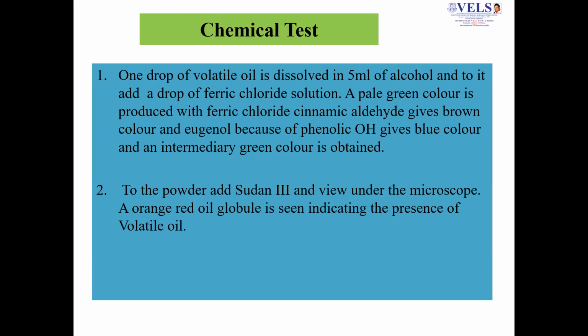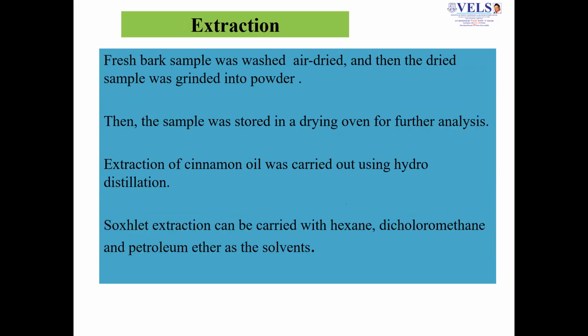One drop of volatile oil is dissolved in 5 ml of alcohol, and to it a drop of ferric chloride solution is added. A pale green color is produced with the ferric chloride. Cinnamic aldehyde gives a brown color, and eugenol, because of the phenolic OH, gives a blue color, and an intermediary green color is produced. The second test: to the powdered drug, add Sudan III and view under the microscope. An orange-red oil globule is seen, indicating the presence of the volatile oil.